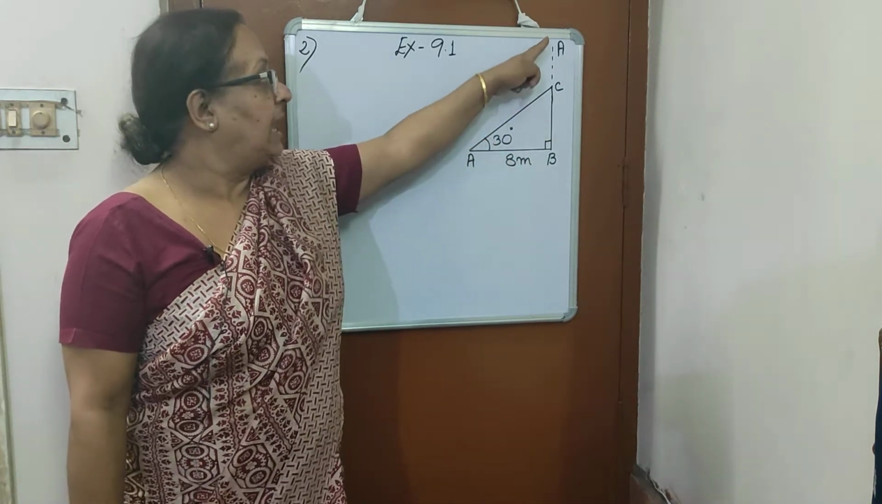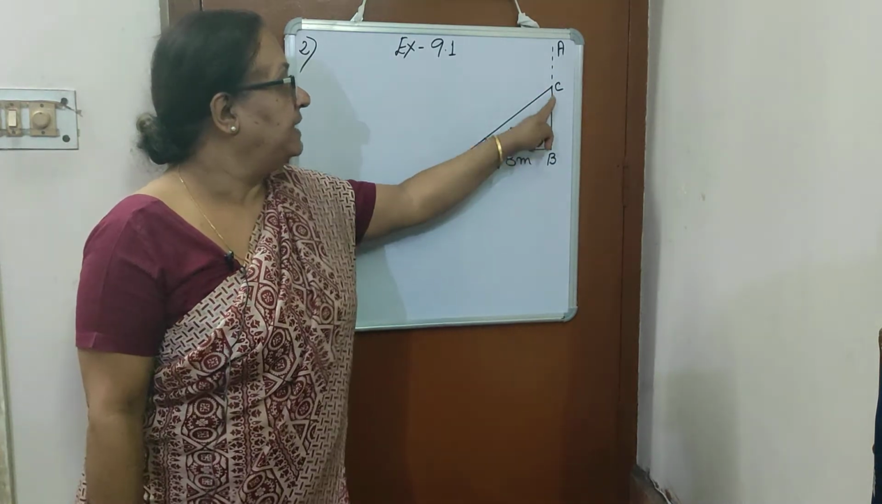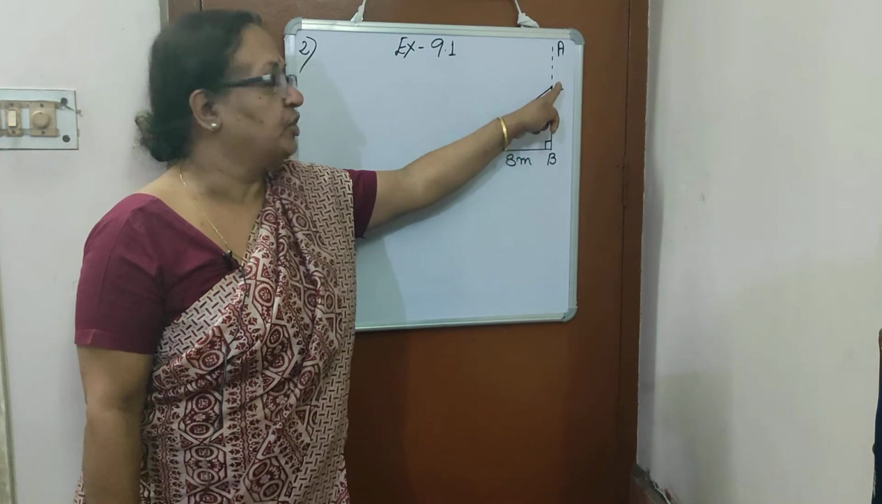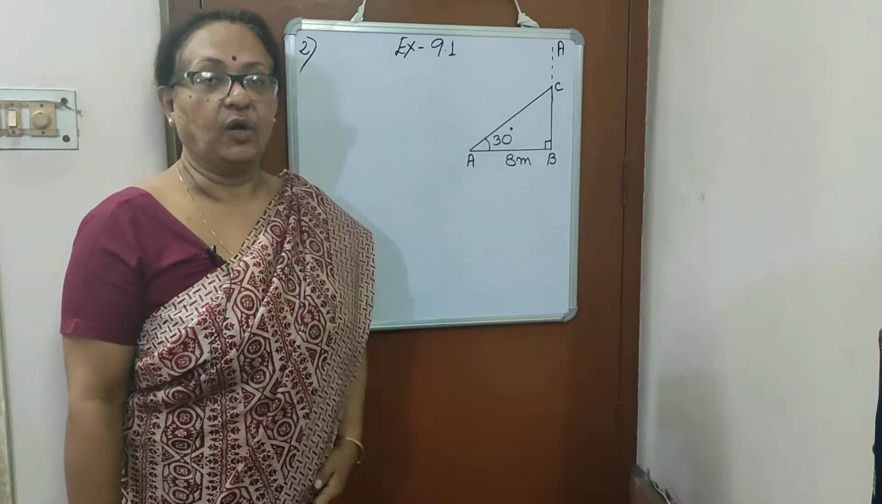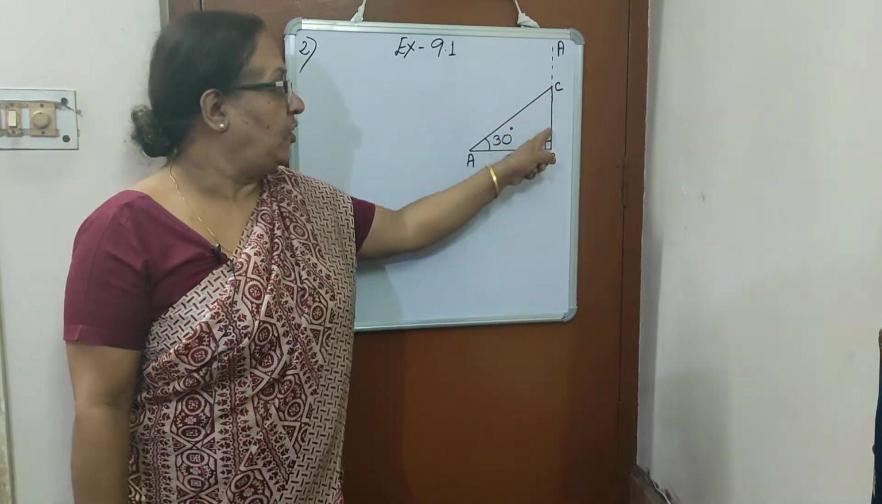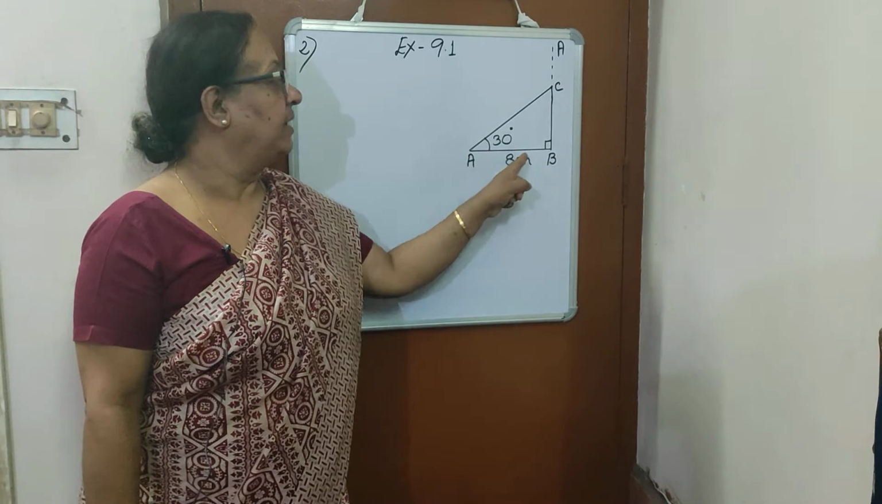Now, again see, the height of the tree is BC plus this portion AC. So, we first find out BC and then we will find out AC. To find out BC, see this figure, right triangle.